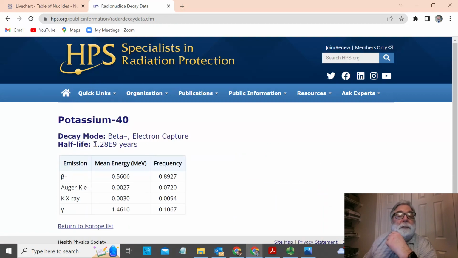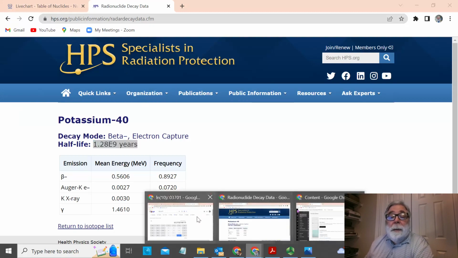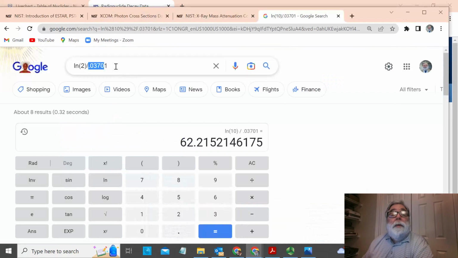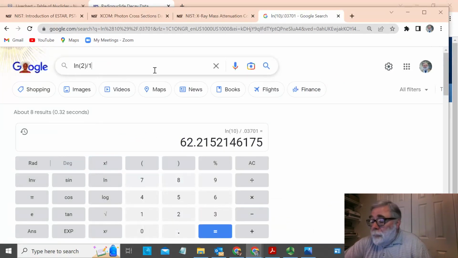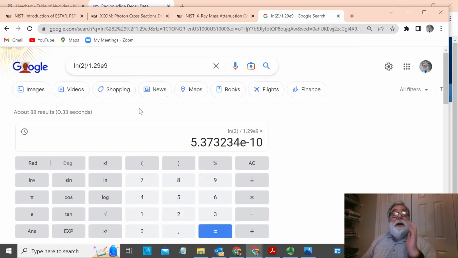The half-life is 1.28 billion years. Okay? A sizable fraction of the age of the Earth. So 1.29 billion years. So go back to our calculator. So ln2 over 1.29 E9 years. And that's our decay constant in per year.